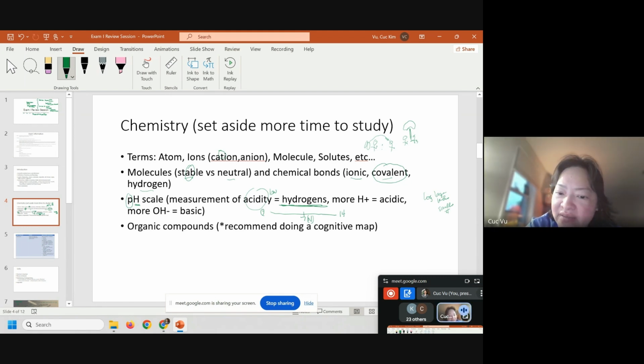Anything below 7 is acidic, and the lower you get, the more acidic it is. Anything above 7 is considered to be basic. The higher the value goes, the more basic it is. So just remember, pH stands for the logarithmic measurement of hydrogen. The more hydrogen you have, the lower the number, and the lower the number, the more acidic it is.